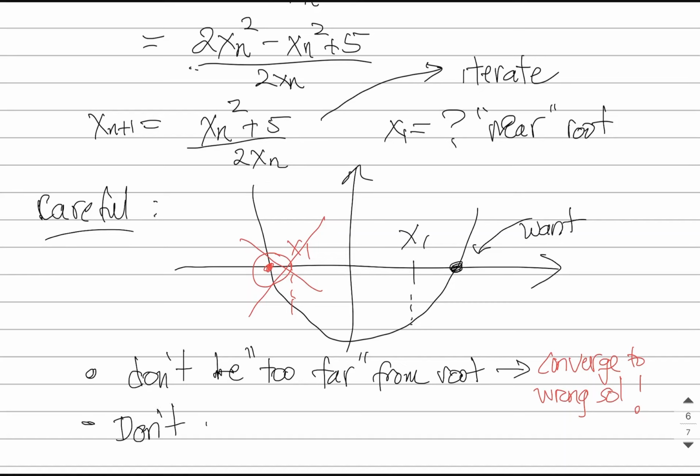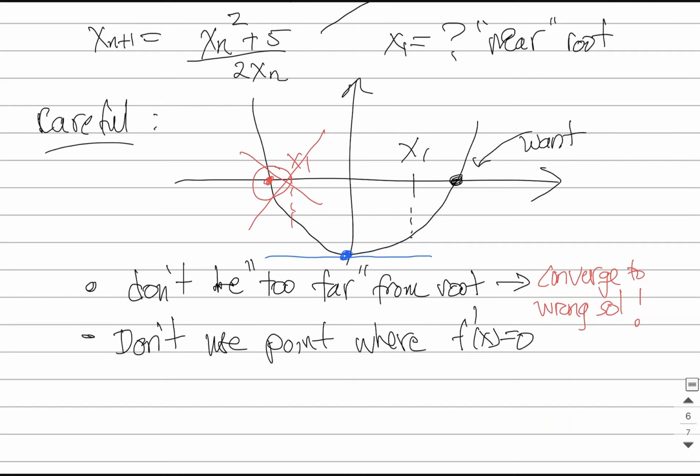Don't use a point where f prime of x equals 0. So sometimes you can see what's going to happen. If I were to pick this as my starting point, f prime equals 0, Newton's method can't figure out what to do.